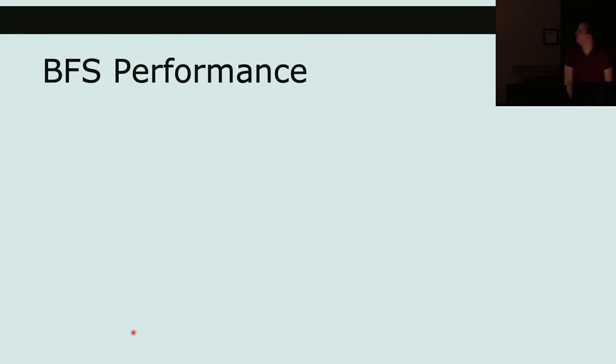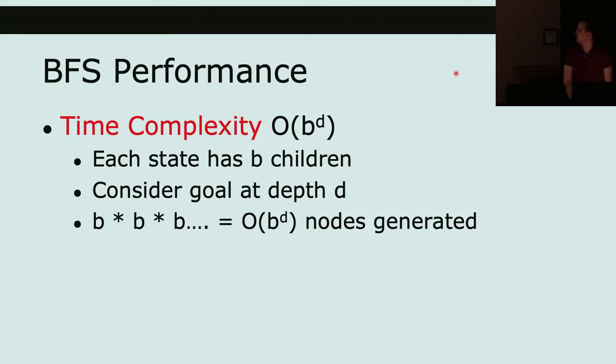Let's talk about time complexity. So each state has b children. If we have a goal at depth d, then we have b times b times b times b, and so on. And so we have big O of b to the power of d nodes generated, right? So really simple time complexity analysis of that one. That's exponential. That's pretty bad. Like that's not necessarily what we're looking for. Let's see if we can do better in the future.